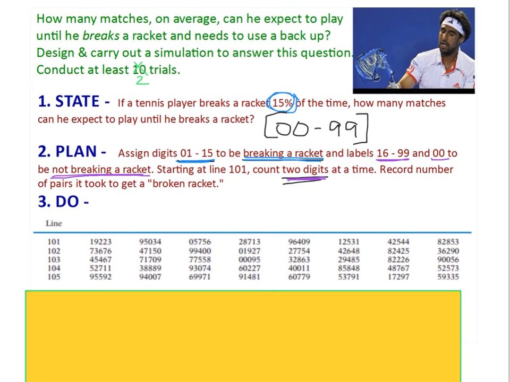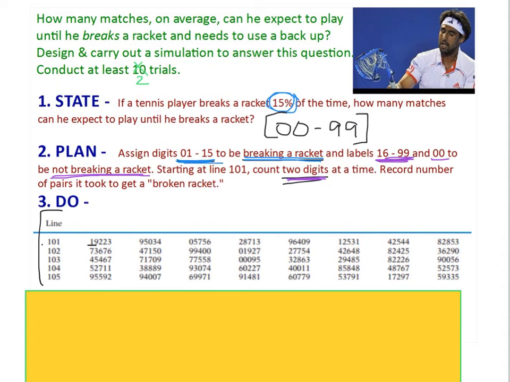So I have a little screenshot of my random digit table down here. We're only going to conduct 2 trials because 10 would be a lot for video time's sake. So if I start at line 101, I'm going to count 2 digits at a time. My first pair would be 19. Well, 19 is in my doesn't break a racket label range. So I have to keep going because I'm going to go until I get something between 01 and 15.